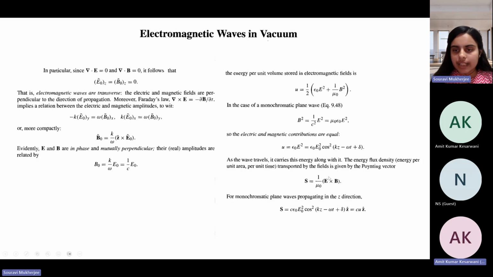If you calculate the Poynting vector, what you see is S is actually mu times C into Z. So what is S? S is the energy flux that the wave carries with it. And as you can see, it's in the direction of propagation of the wave. So all this is about waves in vacuum.